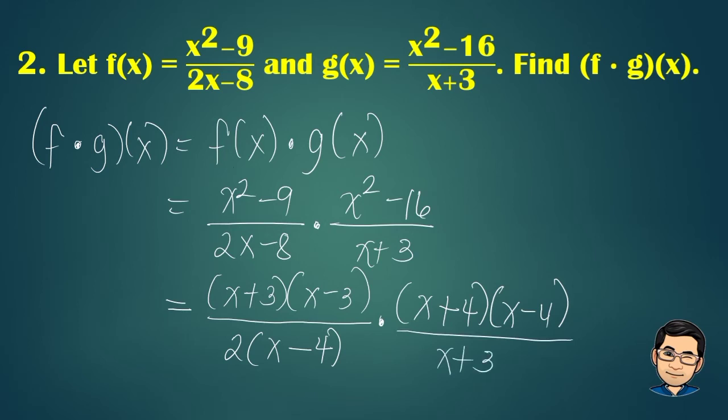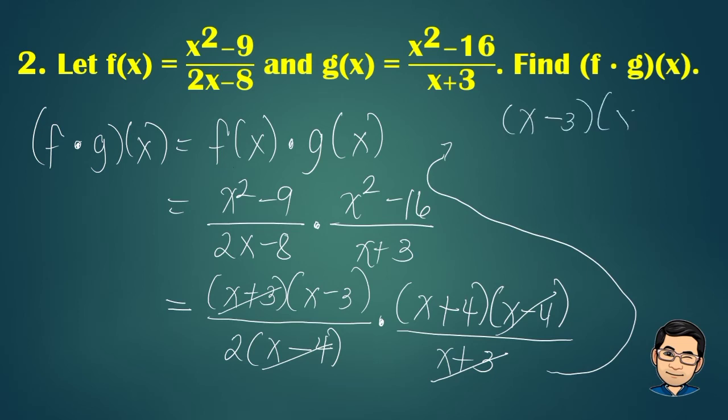We can now cancel out common terms. So x plus 3, what else? x minus 4, and then x minus 4. So yung mga natira, again, we have to multiply them. x minus 3 times x plus 4 all over 2.